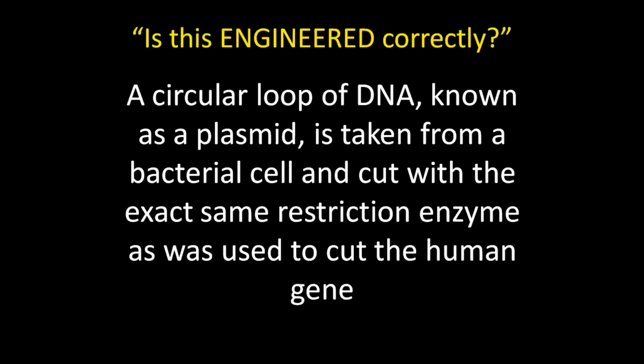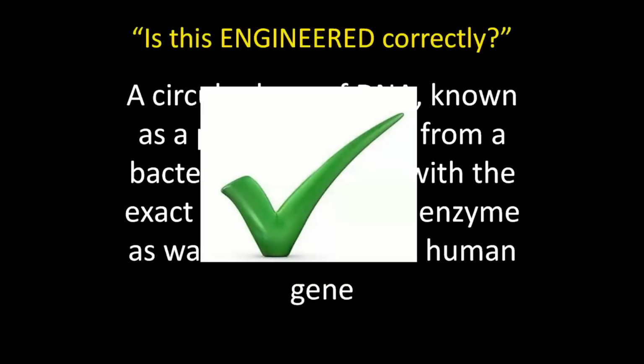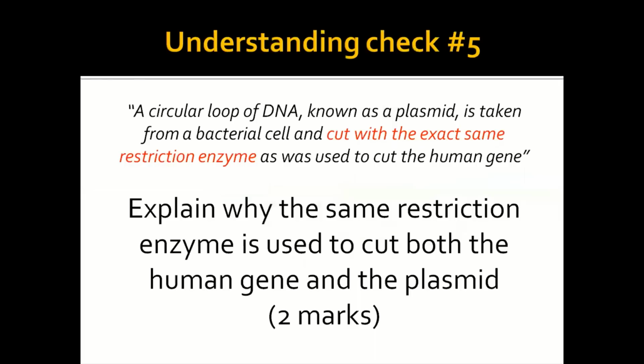A circular loop of DNA, known as a plasmid, is taken from a bacterial cell and cut with the exact same restriction enzyme as was used to cut the human gene. This is correct. Explain why the same restriction enzyme is used to cut both the human gene and the plasmid. Feel free to pause the video, think about it.